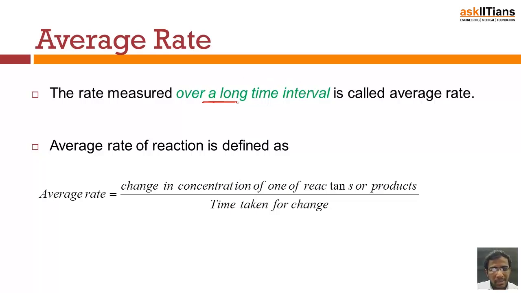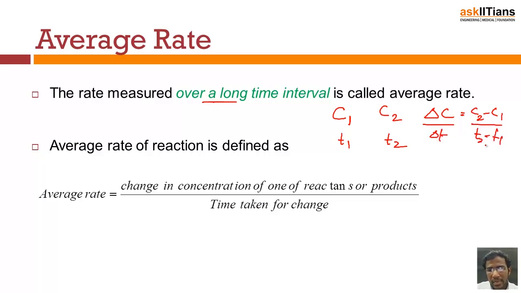We are not measuring over a very small interval of time, but over a long time interval. Say the concentration of the reactant or product is C1 at time t equal to T1, and at some other time T2, its concentration is C2. Then the average rate is simply the change in concentration, that is delta C, C2 minus C1, divided by delta T, that is T2 minus T1. So if you calculate this, it will give the average rate.